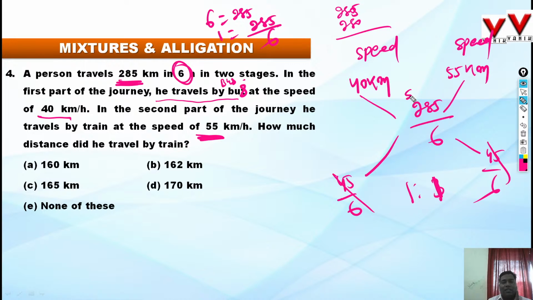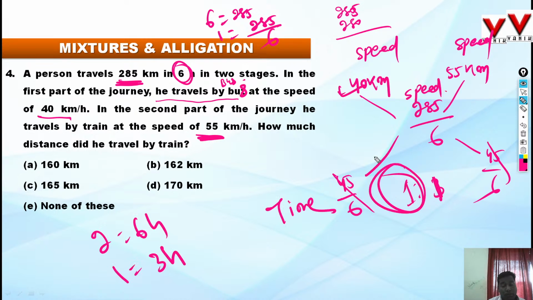In 3 hours, he covered distance at the speed of 40 km per hour. The total distance is equal to 40 into 3, which is equal to 120 km. He travelled 120 km by bus. And this one is equal to 3 and this one also 3. 1 is equal to 3 hours.